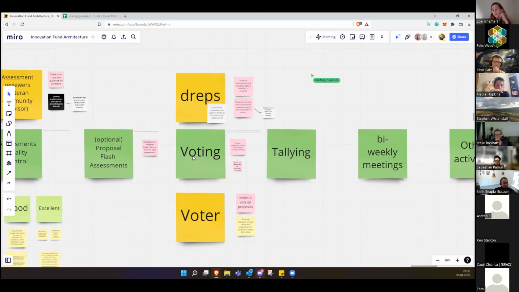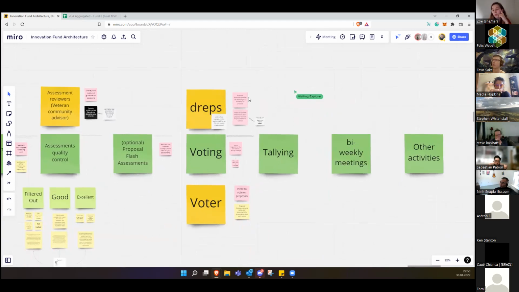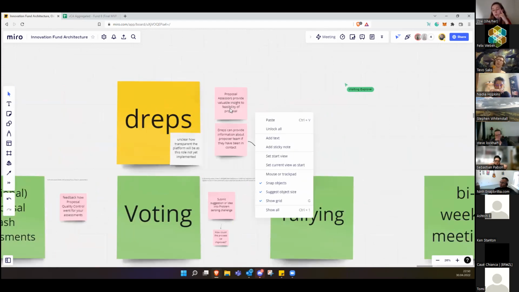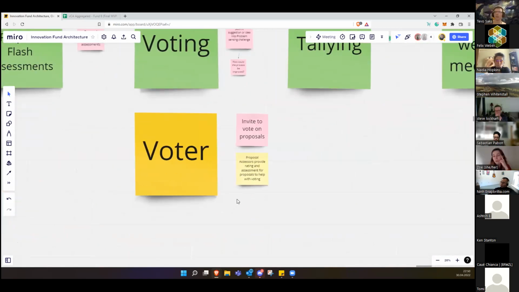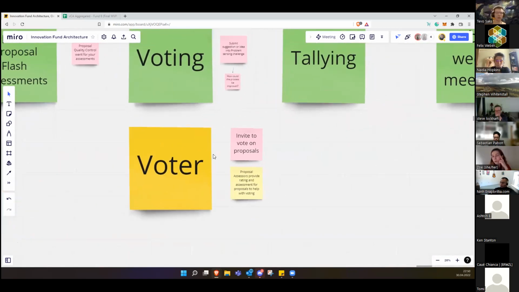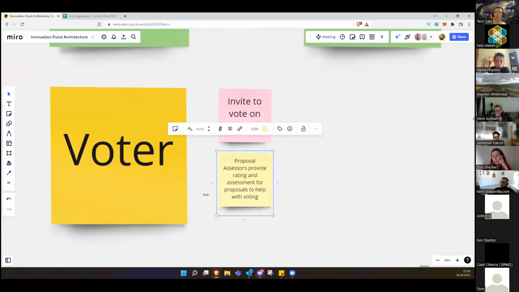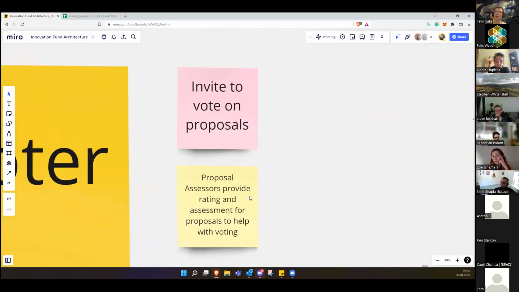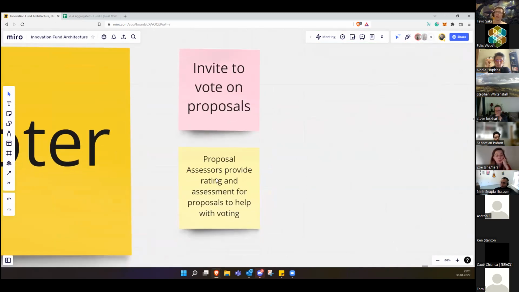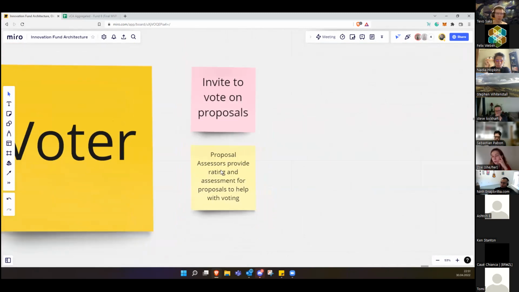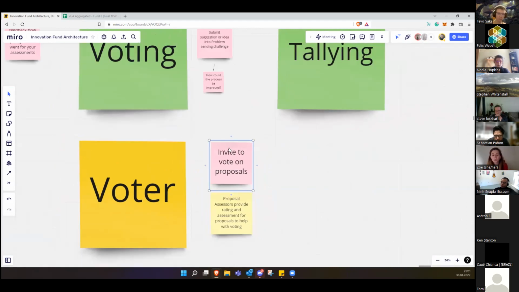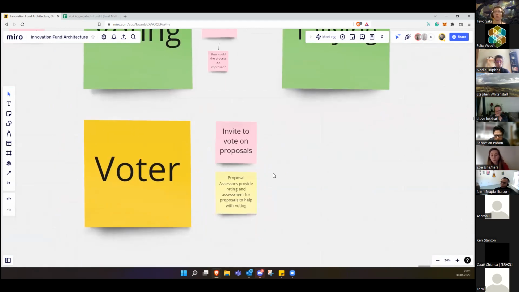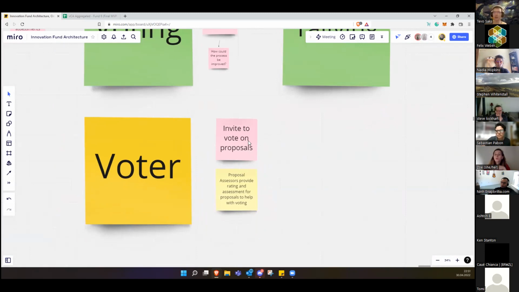Yeah, I don't know. D-rep is an unknown role, but we did get two things that we would expect from them. So jumping to the last but not least, to the voter, already wrote ahead the obvious things: that proposal assessors provide rating assessment for proposals to help with the voting. And another one, what Nick pointed out, invite to vote on proposals, so proposal assessors.